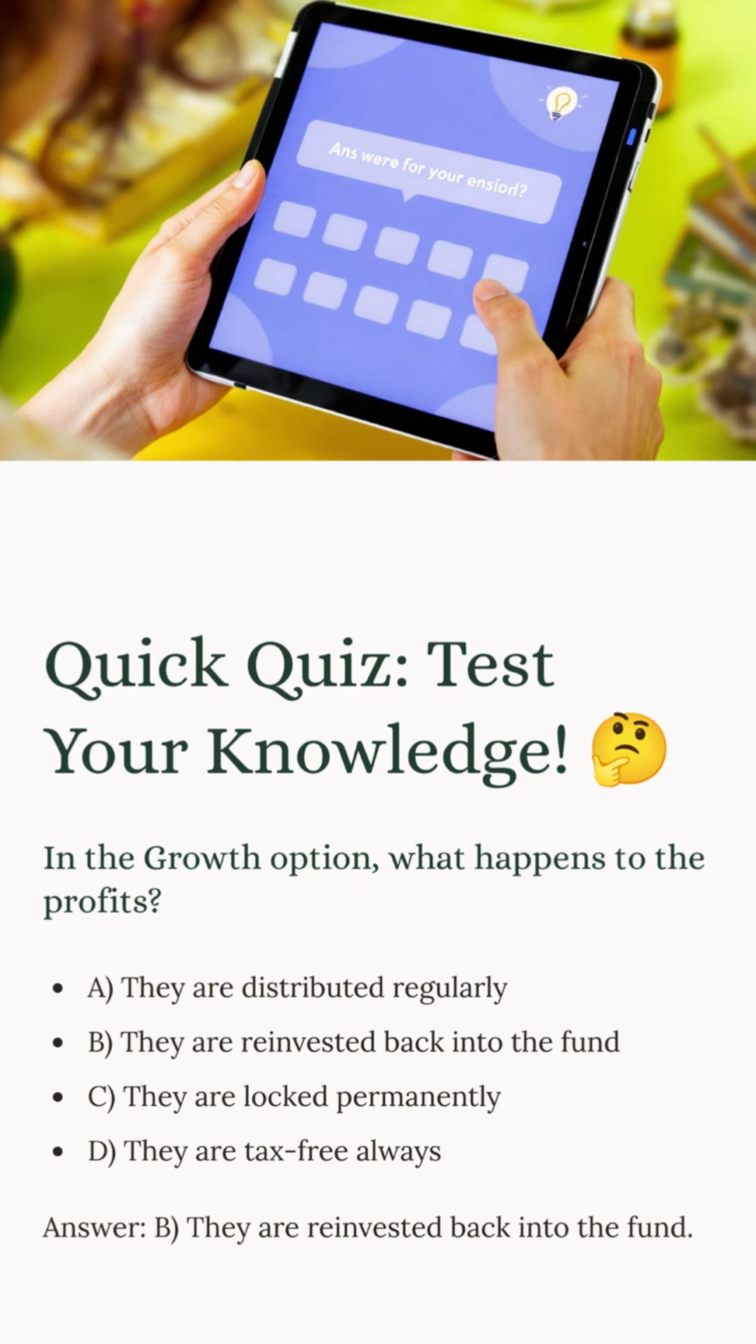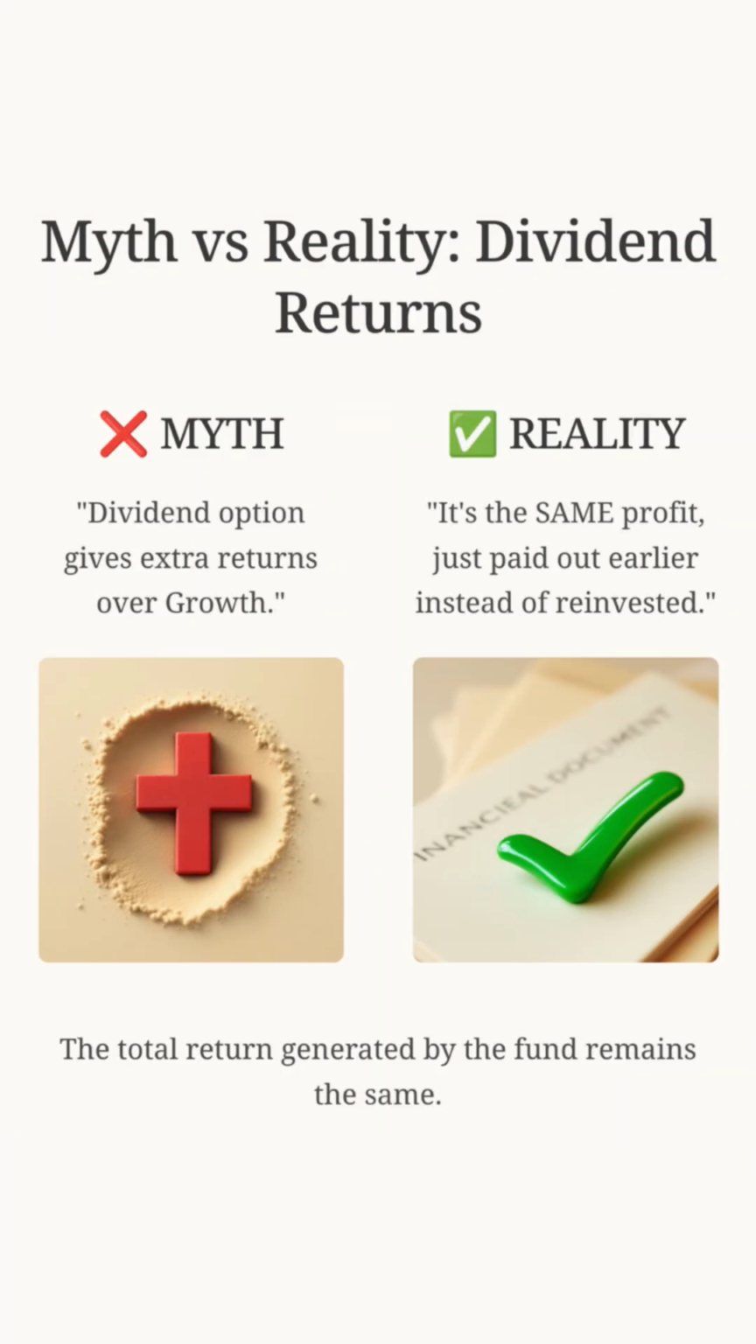A common myth is that the dividend option gives you extra returns. In reality, it doesn't create any additional profit. It just redistributes part of the existing profit earlier. Another mistake young investors make is choosing dividend because they think payouts are a bonus, when in fact they are losing out on long-term compounding.